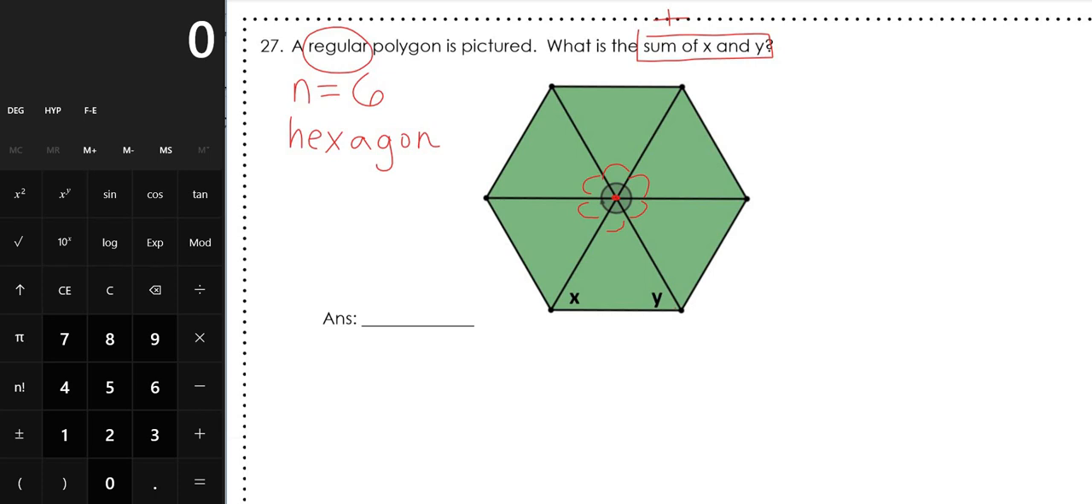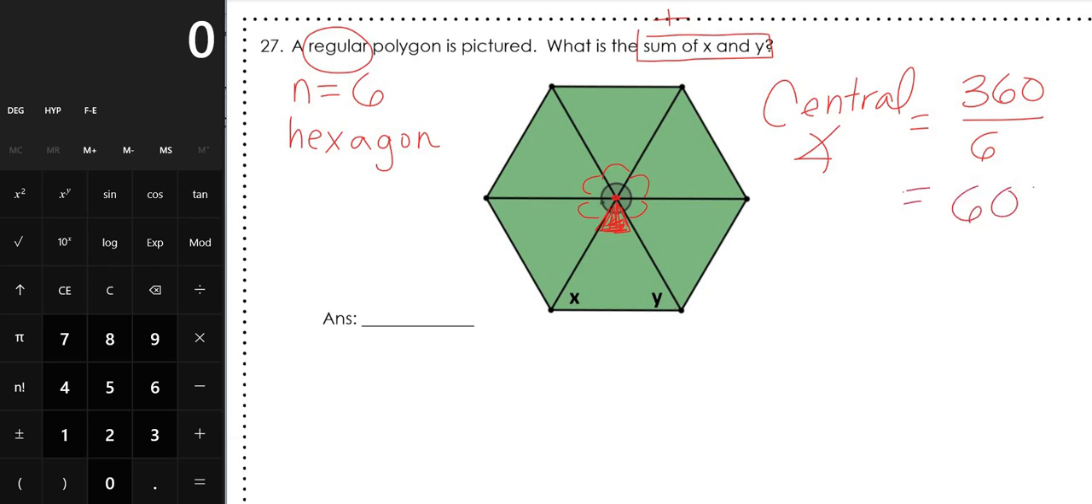So let's figure out the central angle measure. That's going to be one measurement we can get right away for one triangle, and then getting x and y is going to be easy. So central angle equals 360, because that's the full way around, a full rotation, divided by the number of sides, which is 6. 360 divided by 6 is 60. So this angle at the top is 60 degrees.